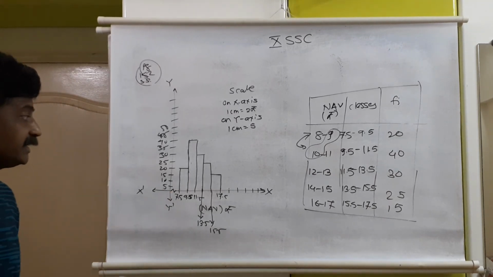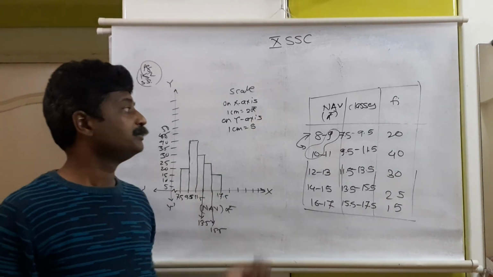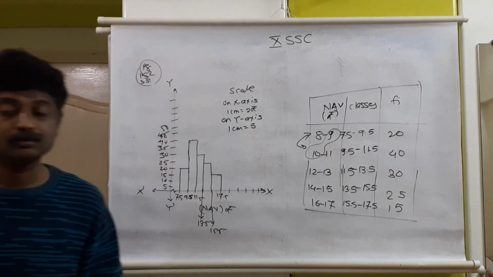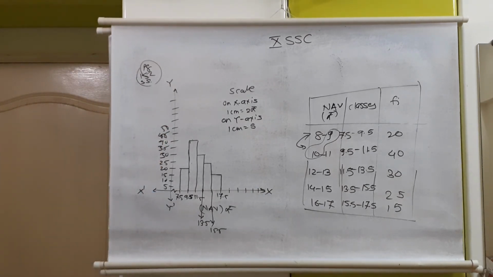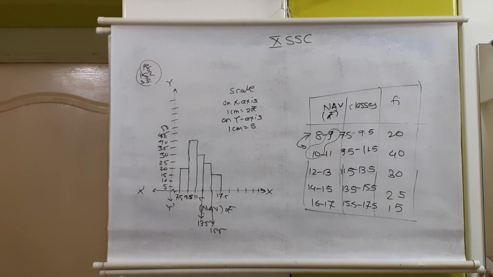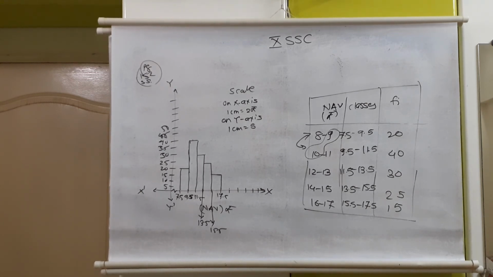Here we use the kink sign because there is a gap between 0 and the first class. The first class starts with 7.5 and that gap we cover with the kink sign. So in this way we can show the given information using a histogram.